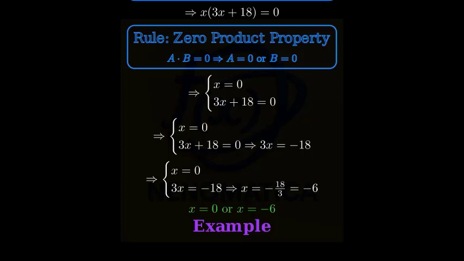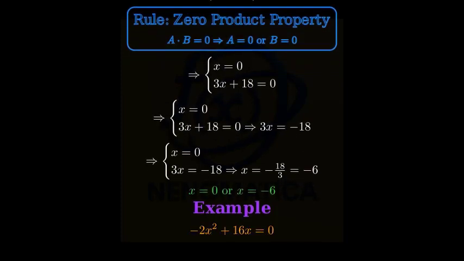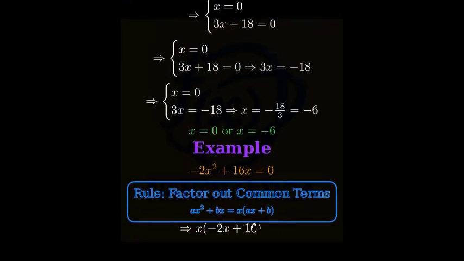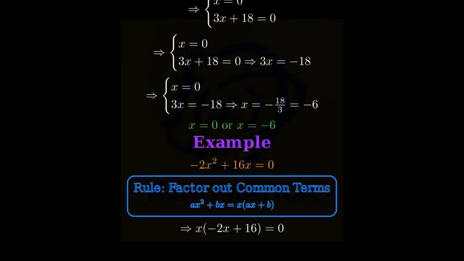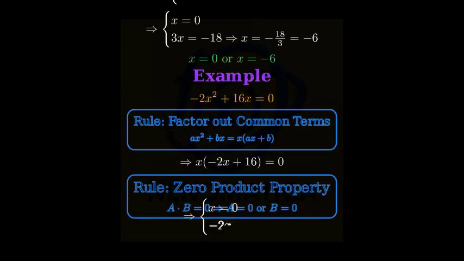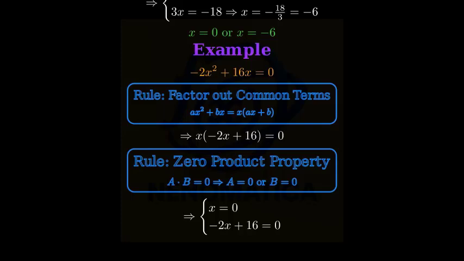Let's move on to our second example. Here we need to solve the quadratic equation -2x squared plus 16x equals 0. Again, we'll use the factoring method. First, we factor out the common term x from both terms. Now we apply the zero product property. If a product equals 0, then at least one of the factors must be 0.